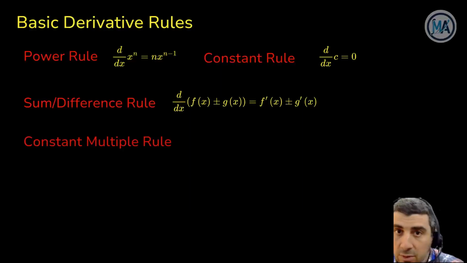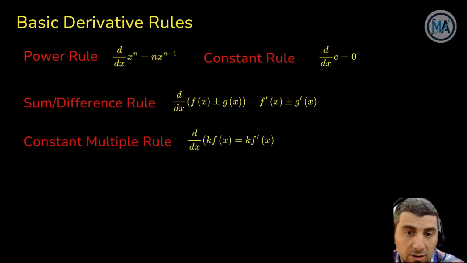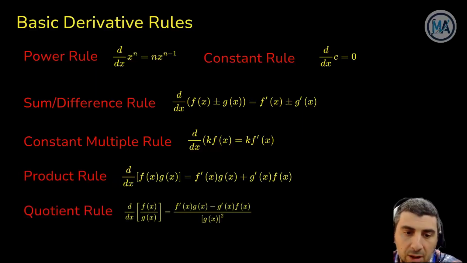You got to know the constant multiple rule. This just says if you have a constant times a function, you do the constant times the derivative of the function. Product rule, quotient rule.